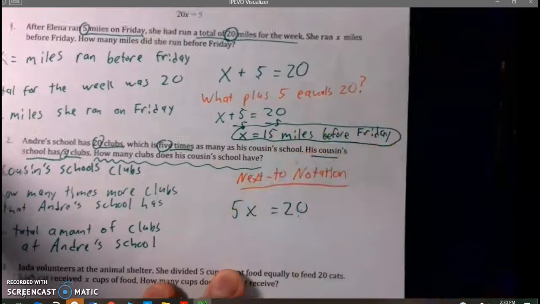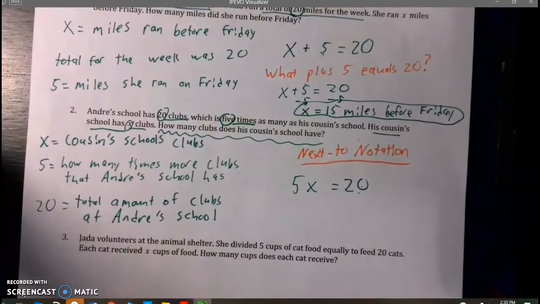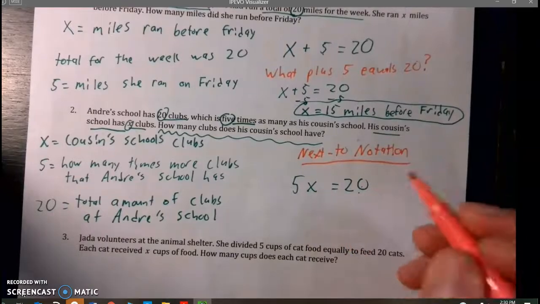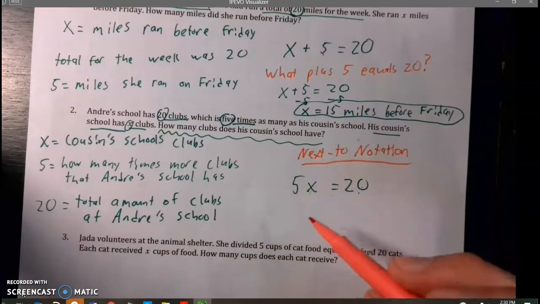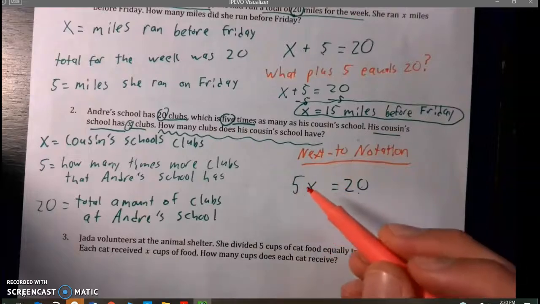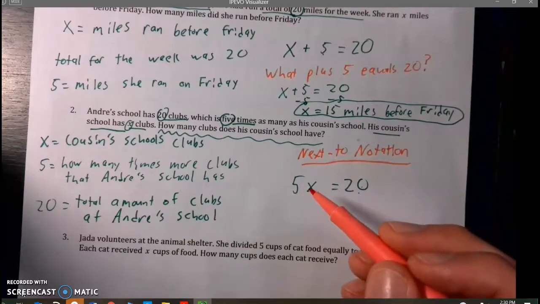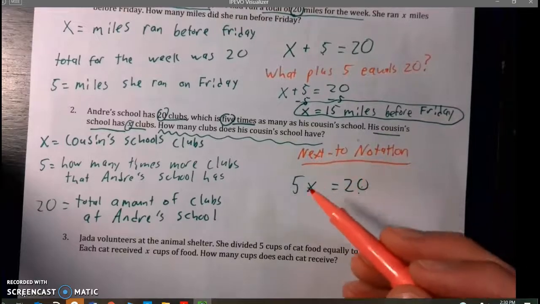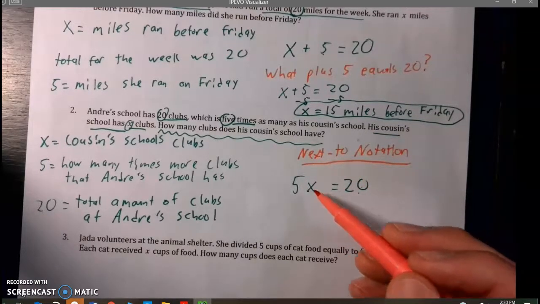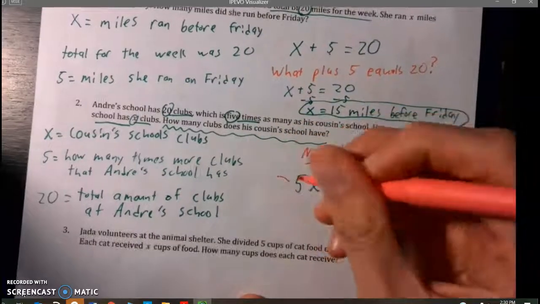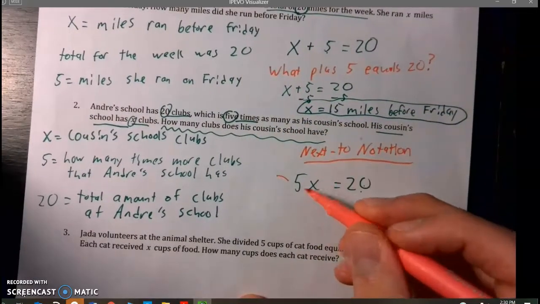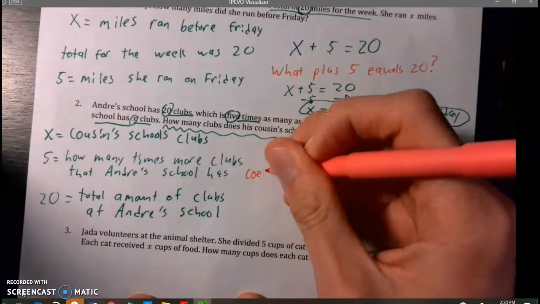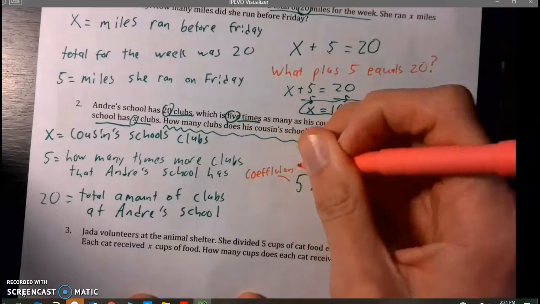Remember, next to notation is the idea that when working with variables, if you ever have a number attached to a variable with no operation symbol, that's actually multiplication. So 5x is actually 5 times x. This is a multiplication problem, and we can refer to that as next to notation. Just a number next to a variable represents multiplication. Also, the number in next to notation that's attached to the variable, we call that the coefficient. A little math language for you.